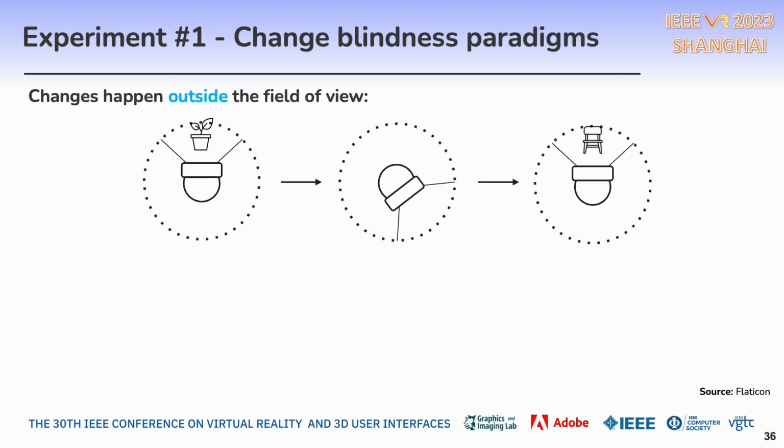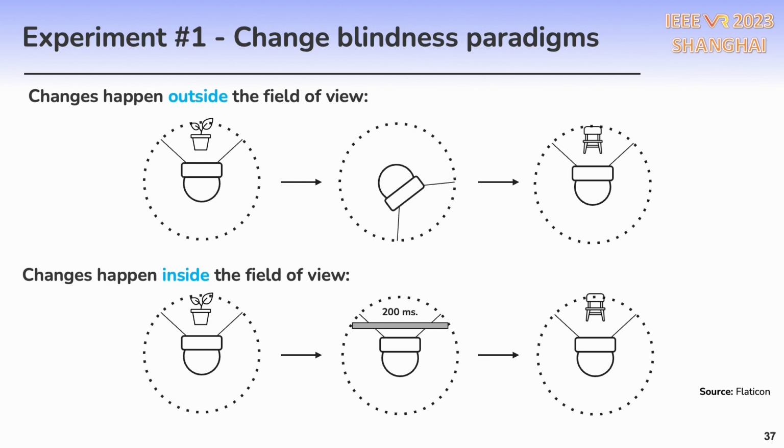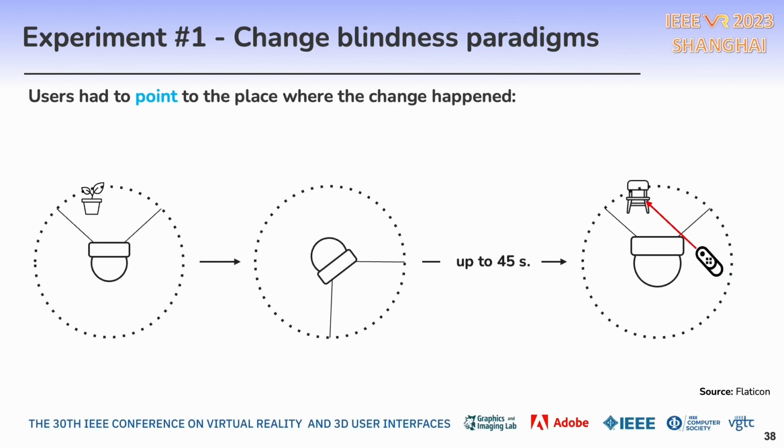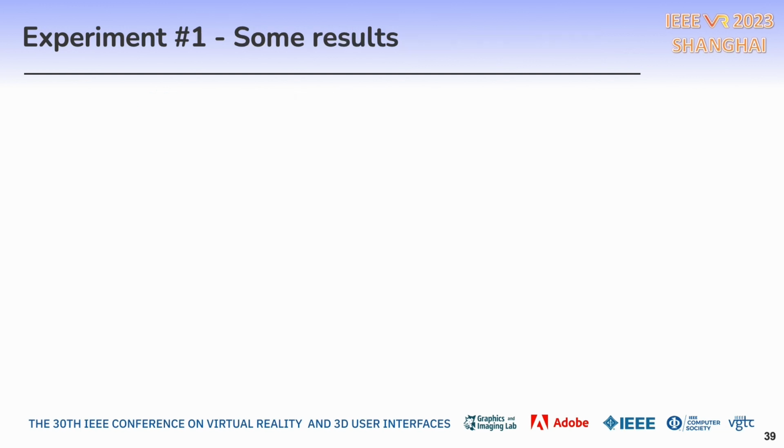To conduct this experiment, we have followed two different paradigms. Firstly, some changes occurred when the observers were not looking at them, while others occurred following the flicker paradigm. Within both paradigms, we gave the users up to 45 seconds to select the region where the change happened. Let me show you some results.